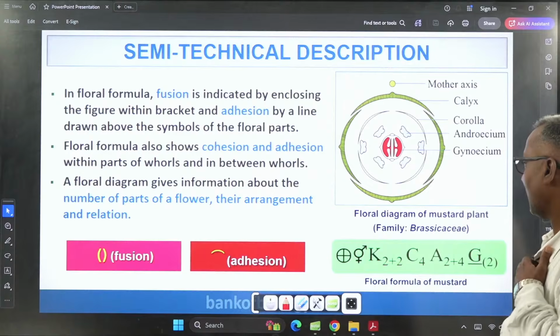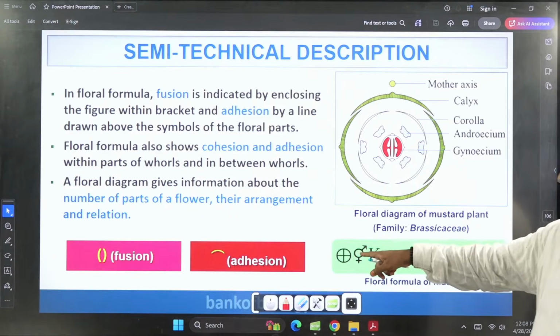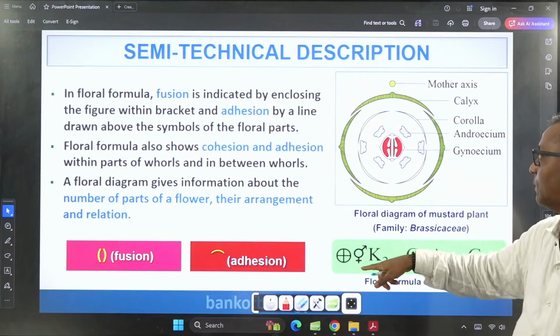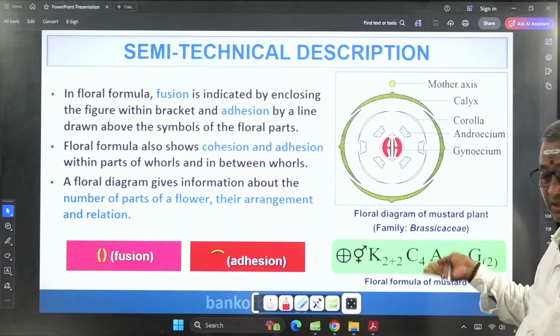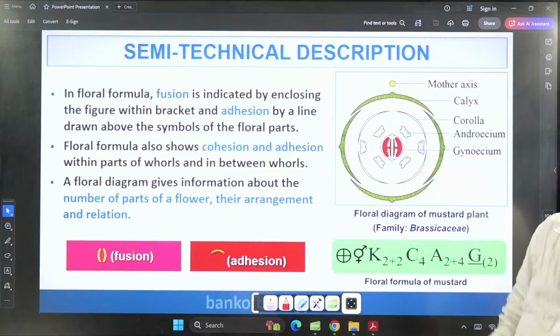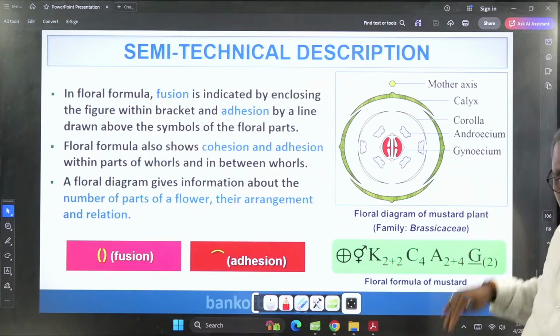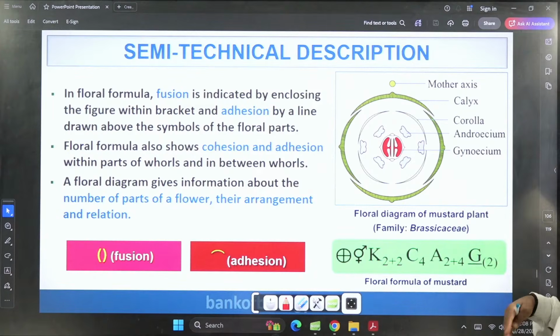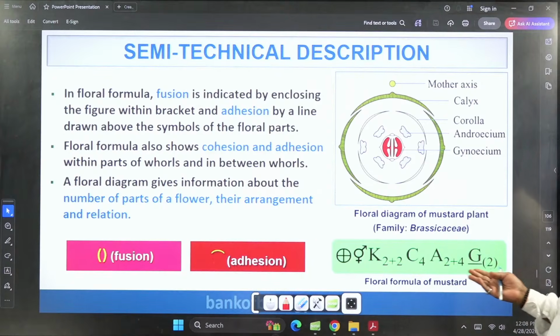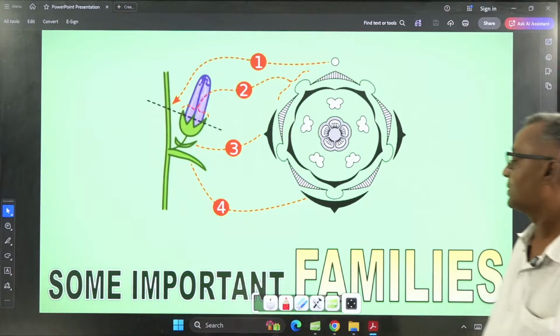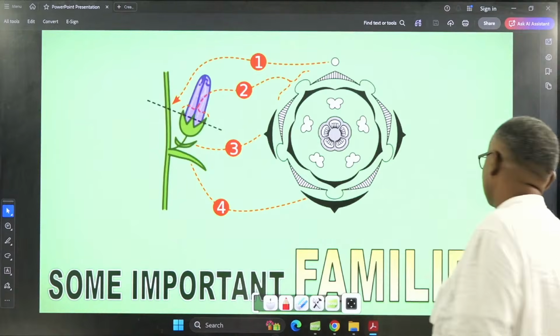In the floral formula, you can represent whether it is actinomorphic or zygomorphic, bisexual, then the number of sepals and whether they are free or fused, the number of petals and whether they are free or fused. The number of stamens, whether they are free or fused, or if they have adhesion, that can also be represented. Number of carpels, whether they are free or fused, and the position of the ovary can also be represented.